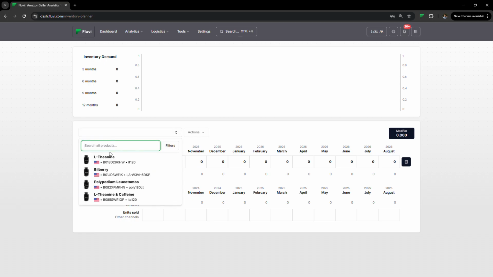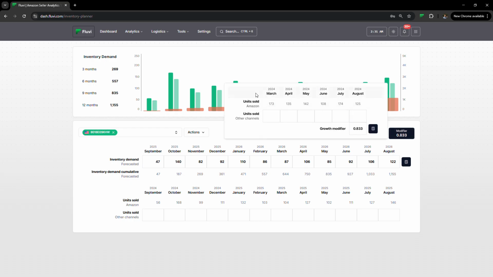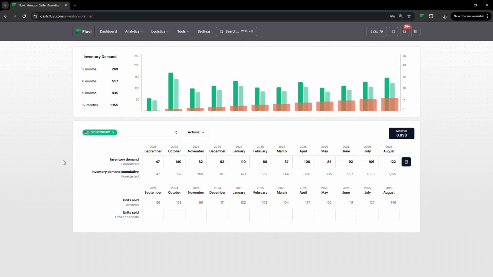To begin, select one of your products from the drop-down list over here. Once the product's data has loaded, we see that we have data looking 12 months ahead in time and also data going back 12 months in time, actually 18 months if we include numbers here in the growth window. Now, this feature is meant to tell you how many units you're expected to sell every single month 12 months ahead. So we're showing you both month over month, but also the total number here in the line below.